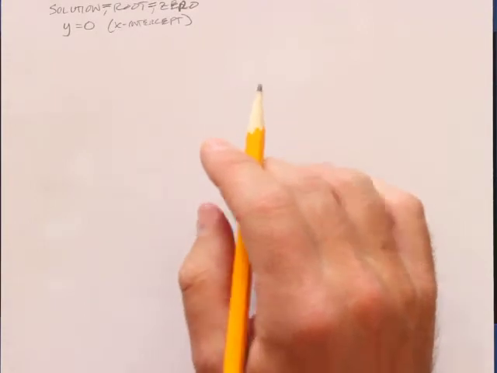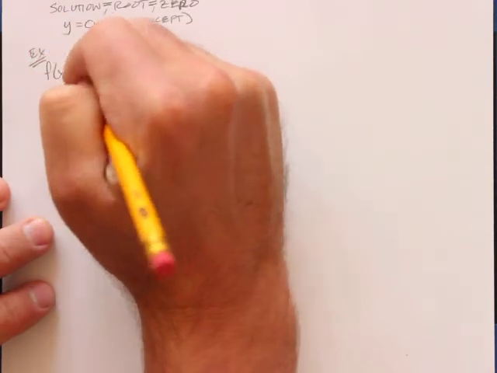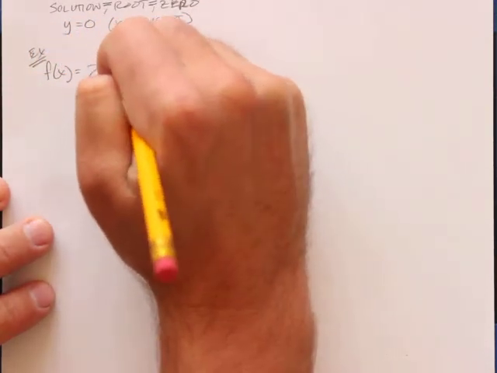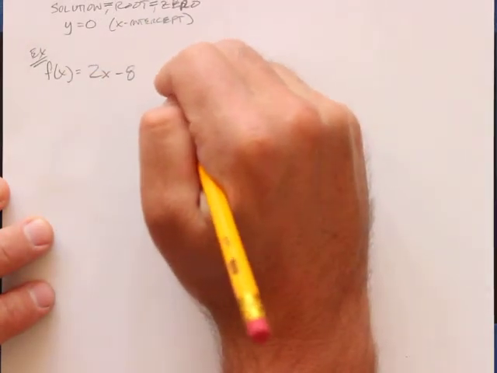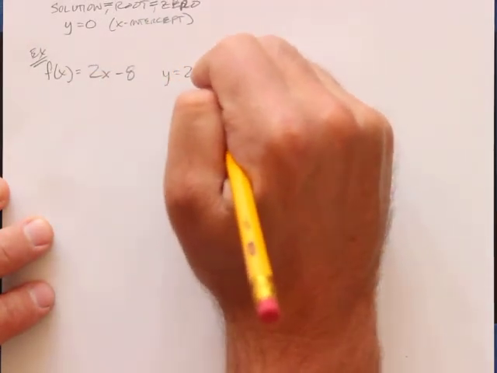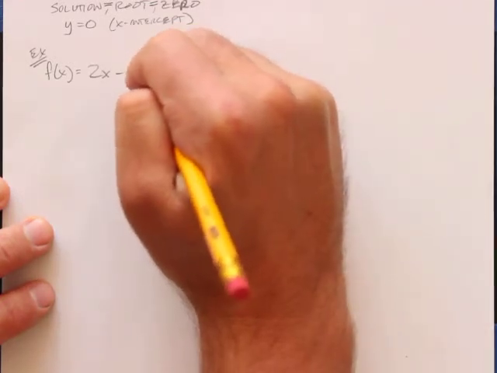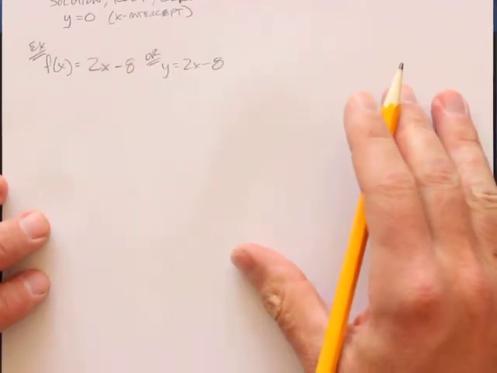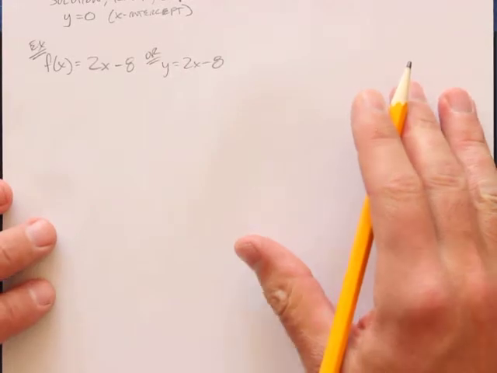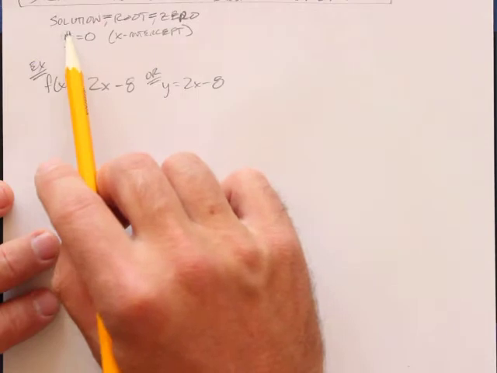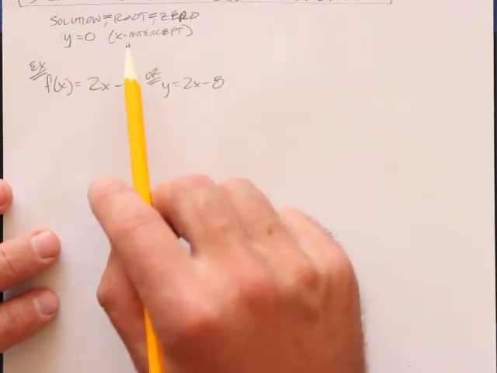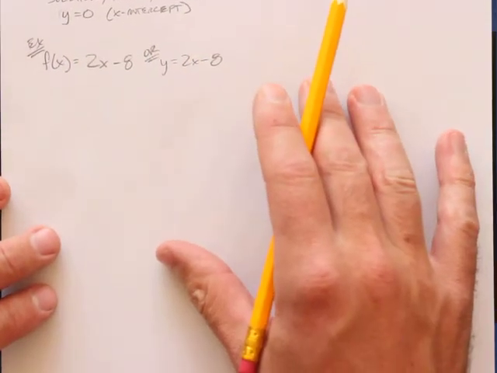All right, let's do an example. f of x equals 2x minus 8. Now you might see f of x or you might see y equals 2x minus 8. They're the same thing for our purposes right now. So here's what we're going to do to find our solution or our root or our 0, which is also our x-intercept.